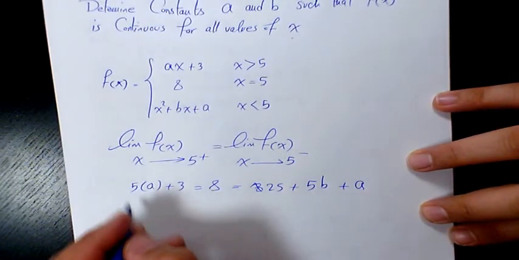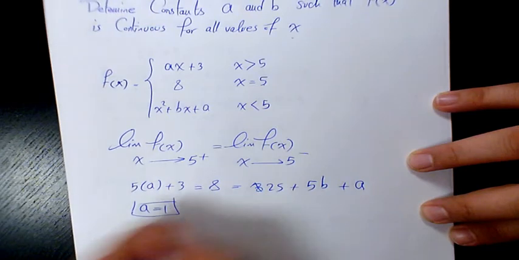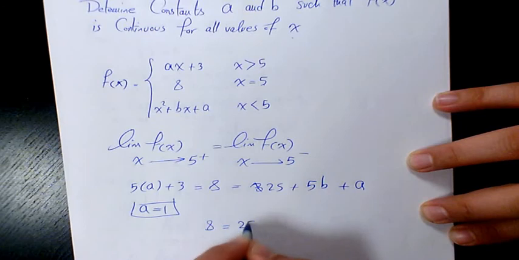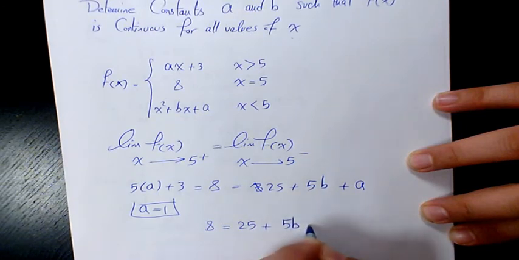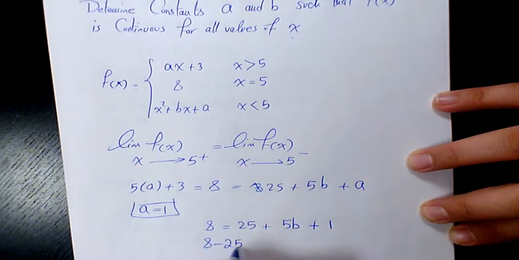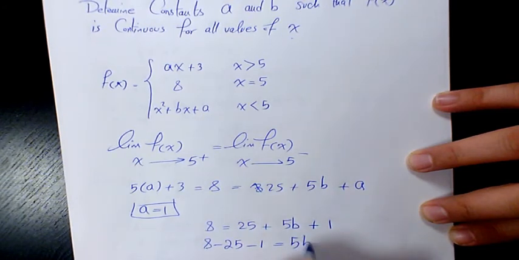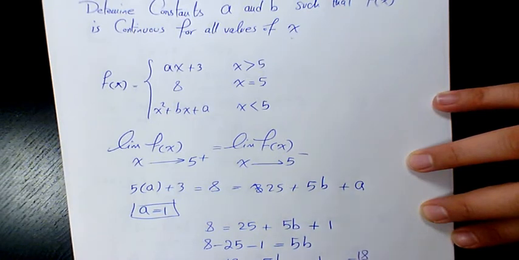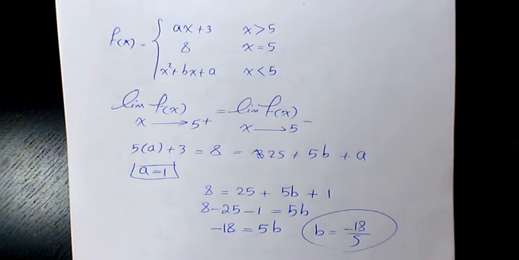So in that case, you're going to say that a equals 1 when you solve this one, and when you sub it here, you have 8 equals 25 plus 5b plus 1. So that will be 8 minus 25 minus 1 equals 5b. So that will be negative 18 equals 5b, which is going to be b equals negative 18 over 5. And this is going to be the final answer.